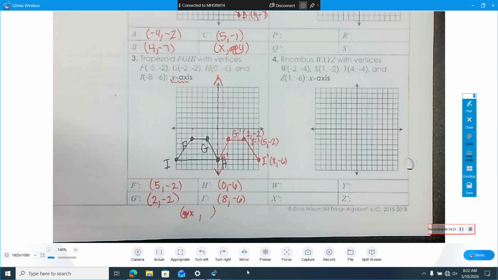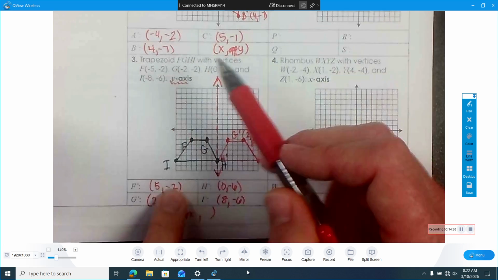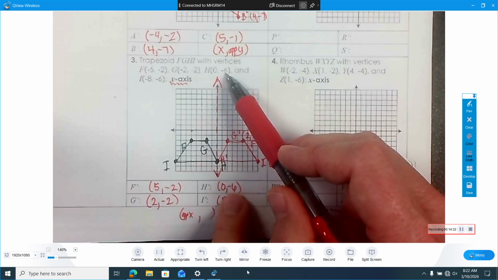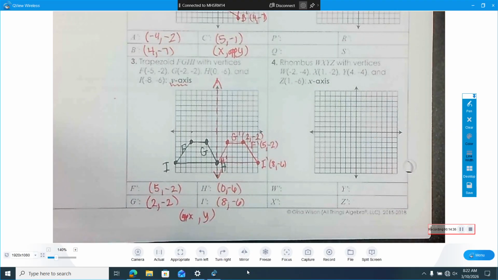And what happens to the y-coordinate? Y stays the same, absolutely. In all of these cases, the y-coordinate stayed a negative 2, stayed a negative 2, stayed a negative 6, stayed a negative 6. So the y-coordinate stays the same. So when we're reflecting over the y-axis, generically this sort of rule works, if you will, okay?